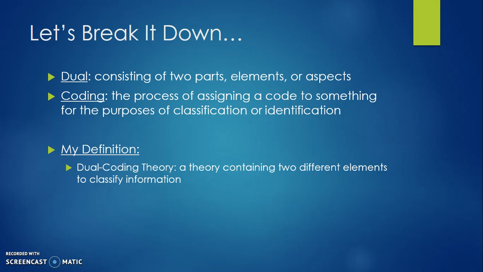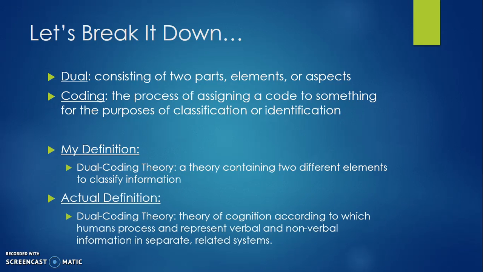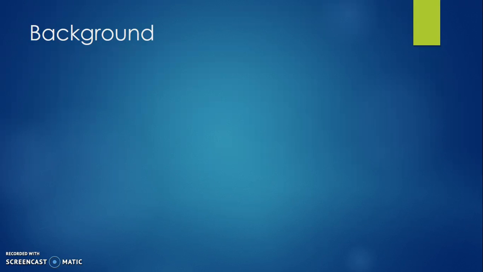And I looked at the real definition, and it was a theory of cognition according to which humans process and represent verbal and nonverbal information in separate related systems. So I would say my definition was pretty close. We have two different elements, verbal and nonverbal, and that's going to help us be able to store and remember information. So just a little bit of background on this theory.